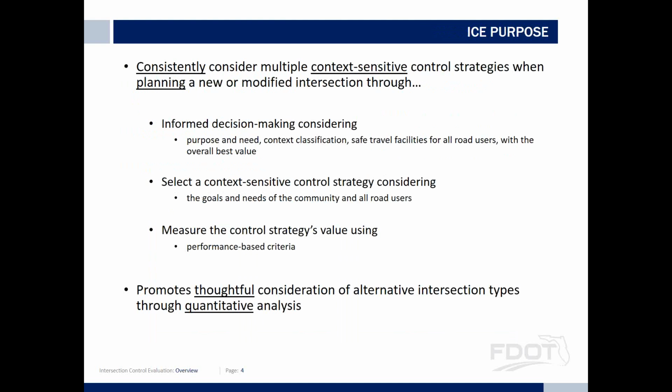So the purpose of ICE is really to consistently consider context-sensitive strategies for our selection of a particular type of control and a particular type of geometry at an intersection. It makes us think about other considerations when we're trying to make a decision as far as what type of traffic control, and the safety of travel for all road users, not only vehicular. Context-sensitive control strategies also. Different intersection types and control types are designed for different types of environments as far as the control strategy or the context classification. And again, we measure the control strategy value by using performance-based criteria, and I'll go into detail about that.